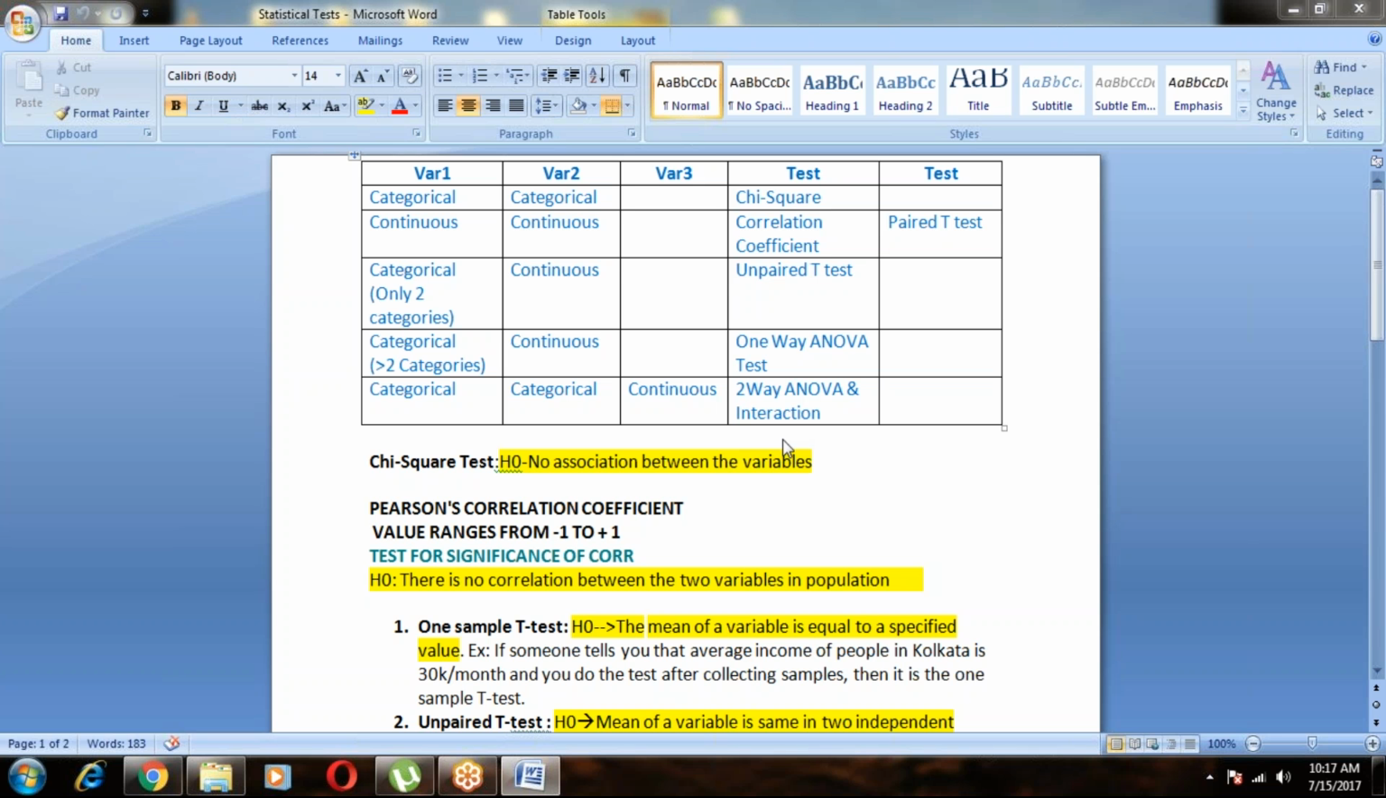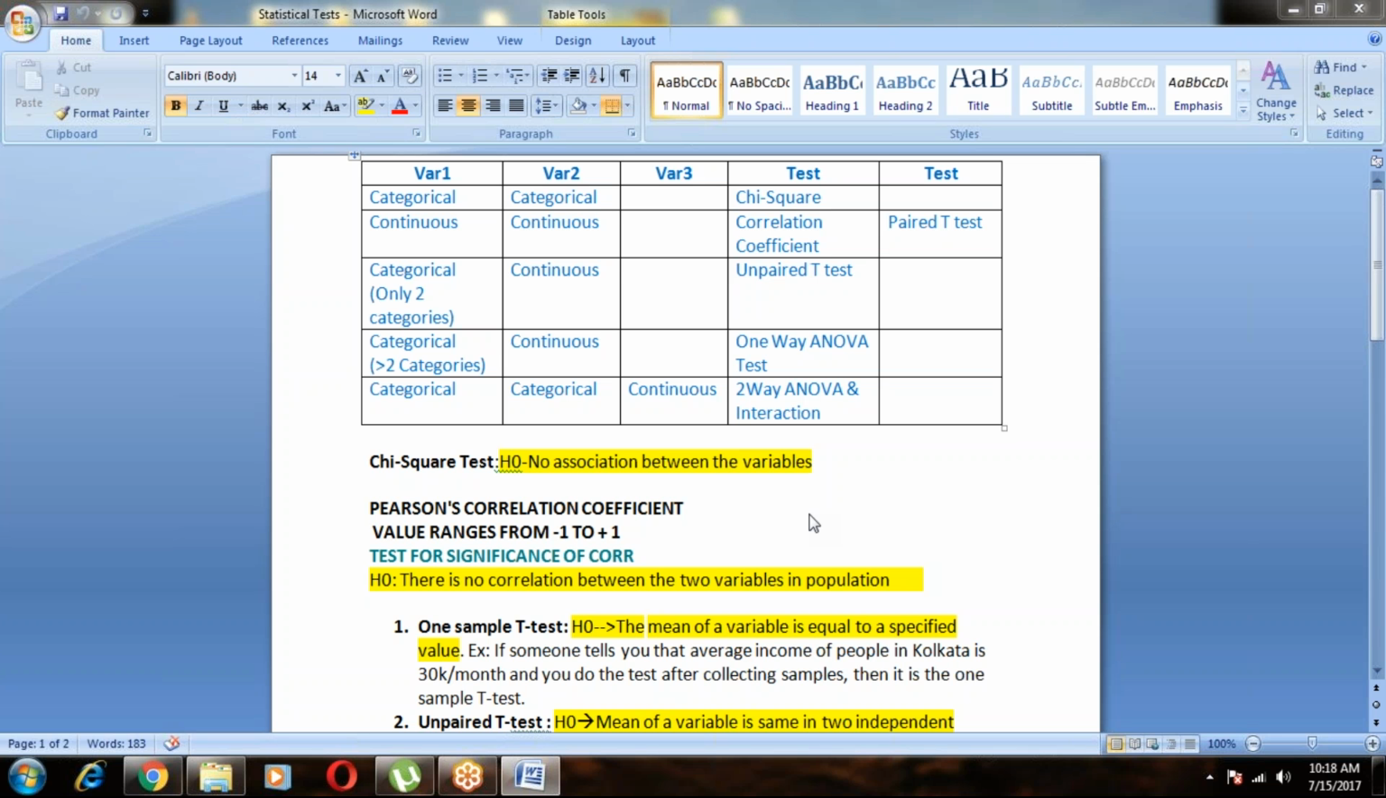So these are different types of tests. Now here you also have the null hypothesis of each test, because we talked about the different types of tests and when to apply what. But we should know what the null hypothesis is, because on the basis of that we can take the decision.